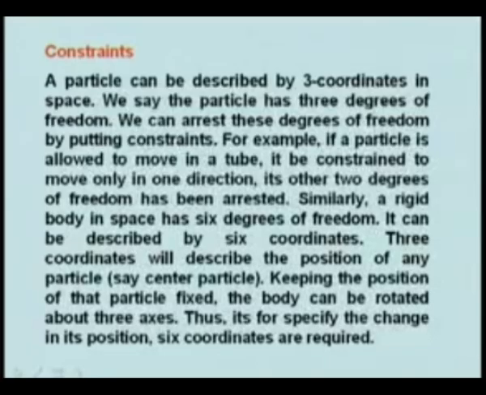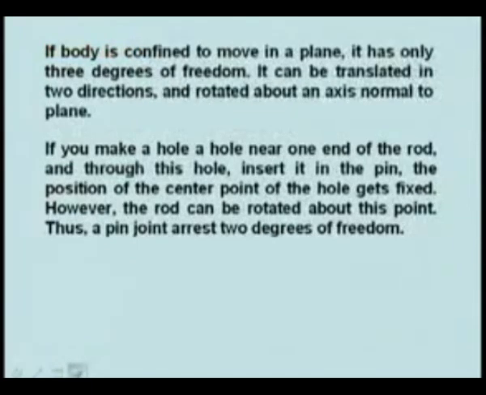3 coordinates will describe the position of any particle, say the central particle. Keeping the position of that particle fixed, the body can be rotated about 3 axes. Thus, 6 coordinates are required.